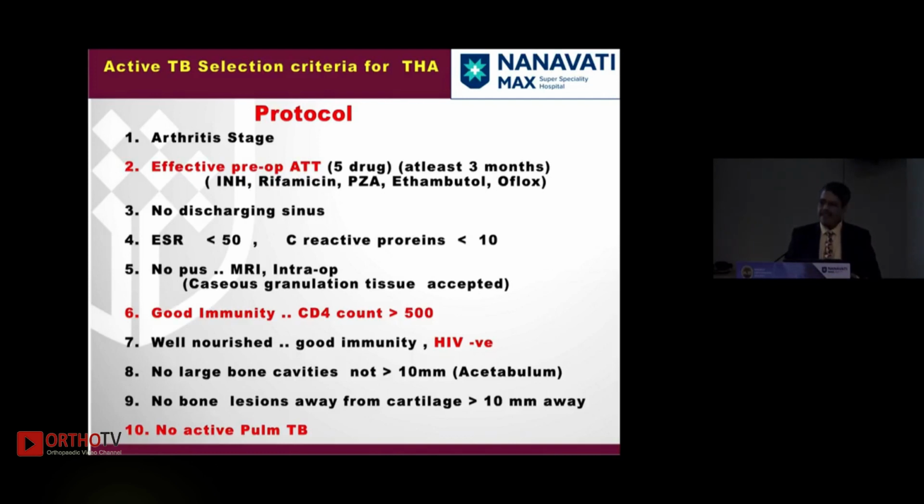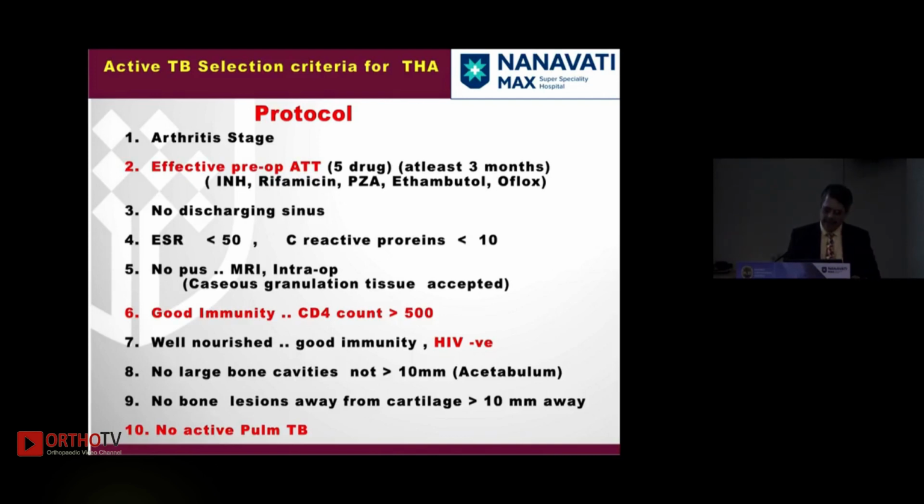A patient with a discharging sinus, you should not accept, because when there is a discharging sinus, the outside septic organisms are mixed, and it is not a good case, it is like a septic arthritis. So no discharging sinus should be there pre-op. At the end of 3 months of anti-TB medication, when you start the case, the ESR should be less than 50, showing good downward progression. Same with the CRP, it should be less than 10 when you select.